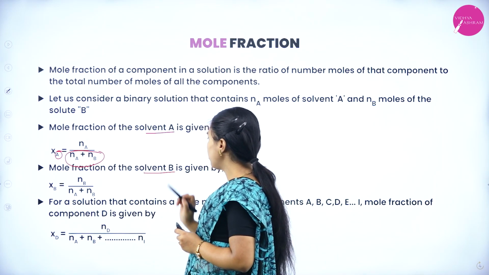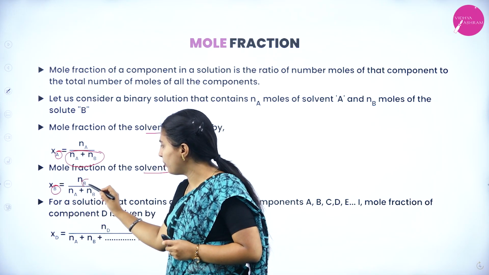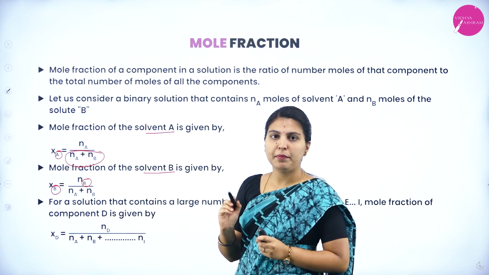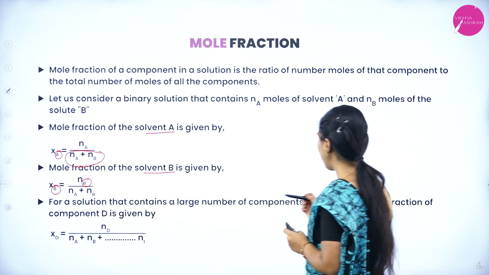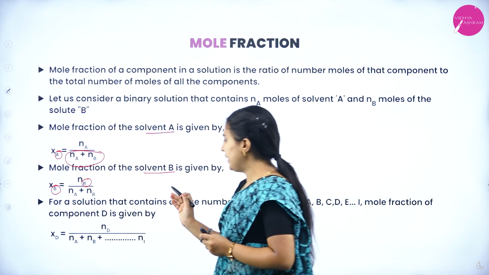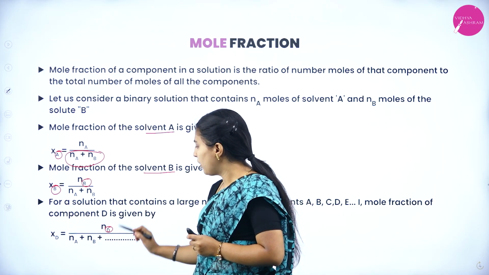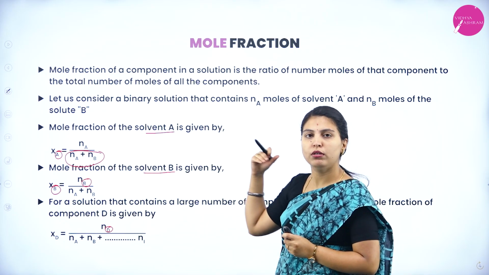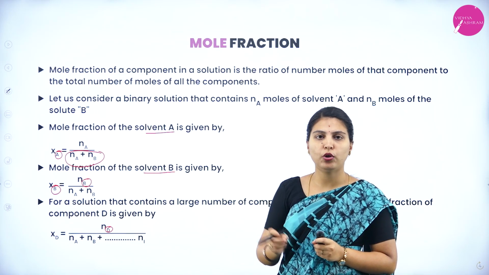If you want to see solvent B, then here also mole fraction of B, and we are taking in the numerator B component, in the denominator total A and B, number of moles of A plus number of moles of B. For a solution that contains a large number of components A, B, C, D, E till I, the mole fraction of component D is given by, if it is more than 2 also, we are finding out for D means we have to write D in the numerator, later in the denominator everything from A to I. Okay, like that we have to consider and follow the mole fraction formula.